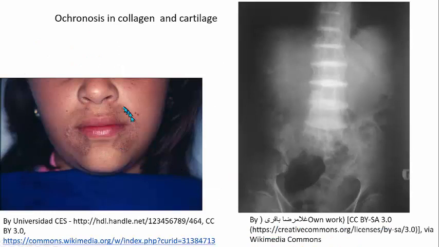This is a picture of that cartilaginous discoloration showing through in the face. It's also seen on this radiographic image, where a region of cartilaginous tissue is also showing up as a dark image. There are numbers of dark places for the cartilage here.